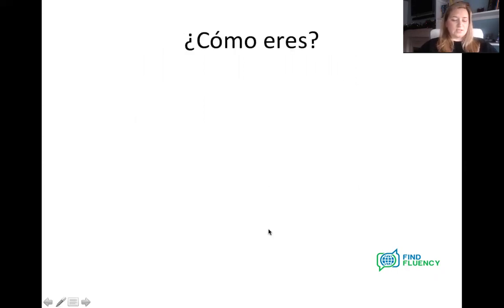Cómo eres? Now, this is the question that we might ask somebody if we wanted them to describe themselves. I think the pup's chewing a wire. Okay, so cómo eres? Eres comes from the verb ser, to be, and this literally means what are you like? You could translate cómo here as how, but that would mean how are you, and that's not really the sense that we want here. So cómo eres? What are you like?